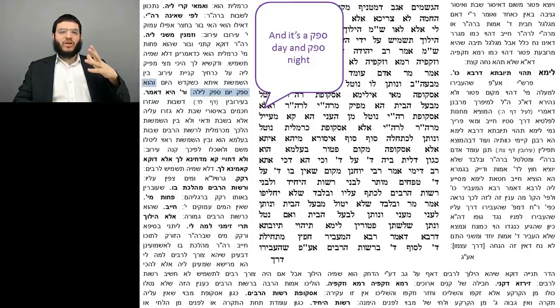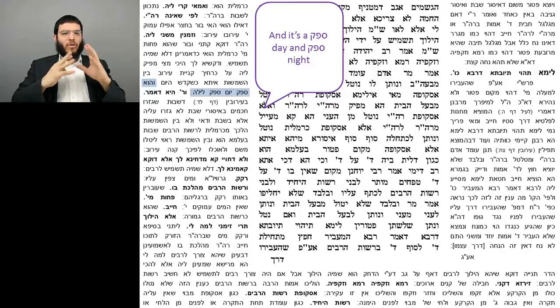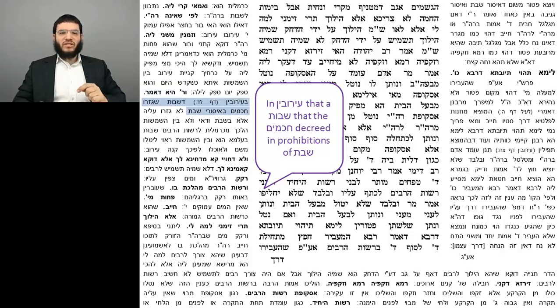V'hu safek yom safek layla, and it's a doubt of day and a doubt of night. Bein hashmashos is between the previous day and the night. It's a doubtful time whether it's part of the day or part of the night. This teaching follows Rebbi, who says that the eruv is a good eruv. It follows Rebbi, who said this in Eruvin.